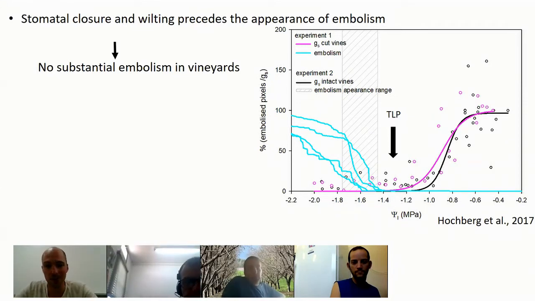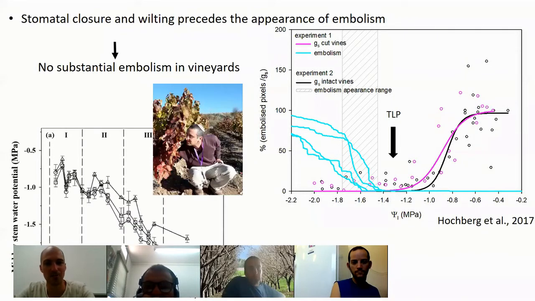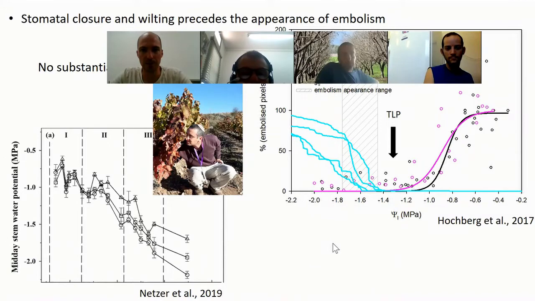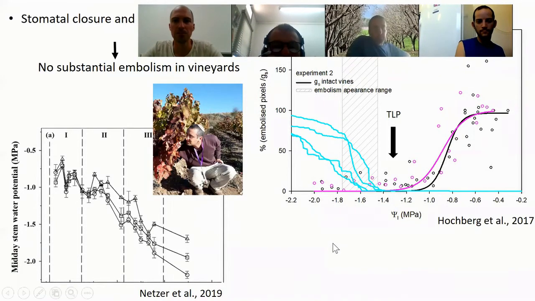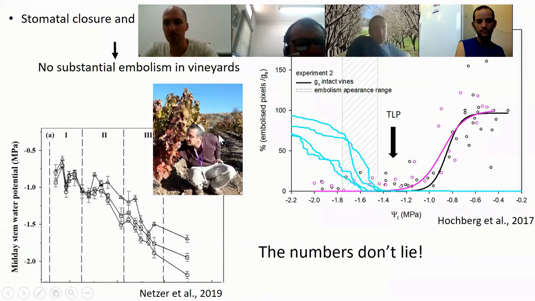But I was challenged by one of the attendees of the seminar, my colleague and good friend, Ishai Netzer, who is a collaborator in this study. And basically, Ishai said, look, Ishai is a plant physiologist. He's taken thousands of measurements of water potential. So he's very familiar with the water potentials of grapevines, especially in Israel, in our very dry and hot climate. And he's saying, look at your numbers. And the numbers don't lie, right?